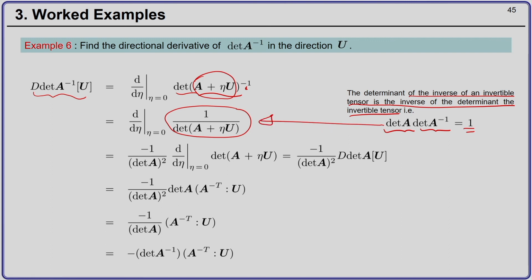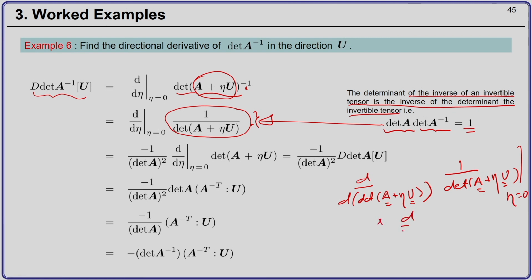Okay. Now, we wish to compute. Okay. So, now what we do for this, you can write d by d determinant of A plus eta u, okay, into 1 by determinant of A plus eta u evaluated at eta equal to 0, times d by d eta evaluated at eta equal to 0 of determinant of A plus eta u. Okay.